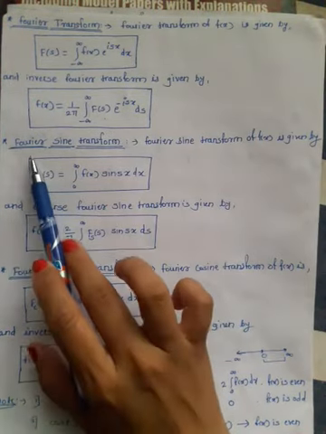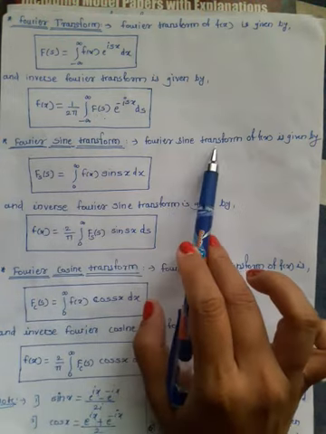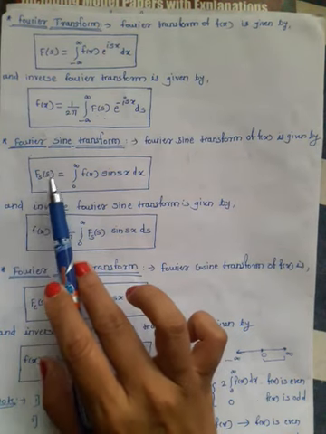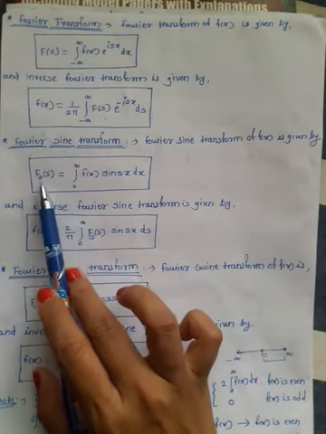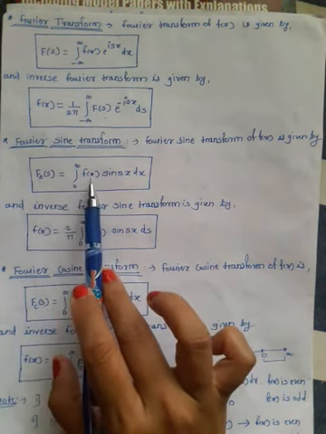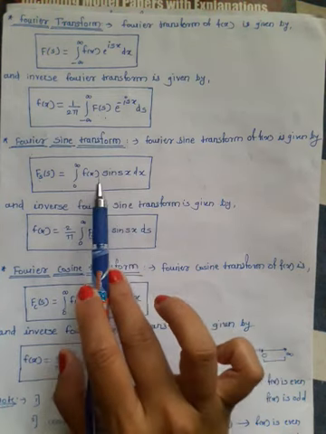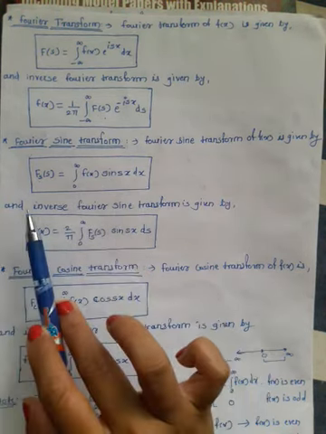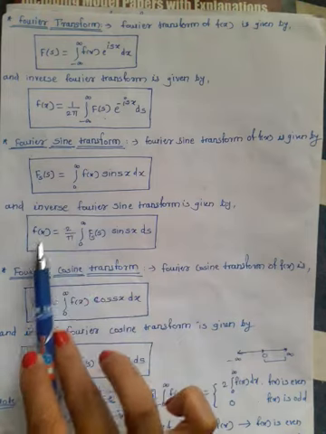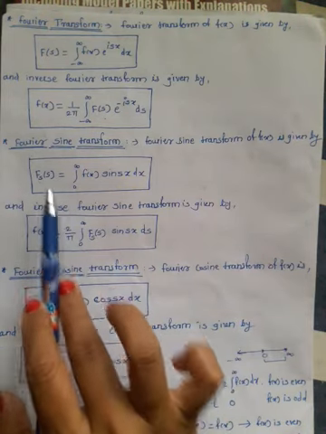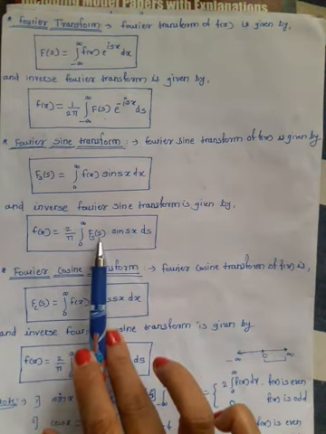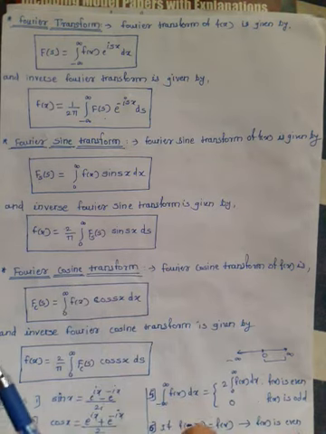Now next is the Fourier sine transform formula. The Fourier sine transform of f(x) is given by F_s(s), where this s is for sine and this s is our variable. The Fourier sine transform of the function is given by ∫ from 0 to ∞ f(x) sin(sx) dx. The inverse Fourier sine transform is given by, just interchange f(x) here and F_s(s) inside, outside 2 by π, and the variable stays as it is.